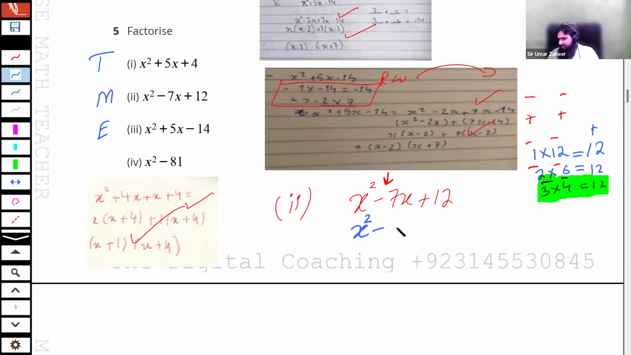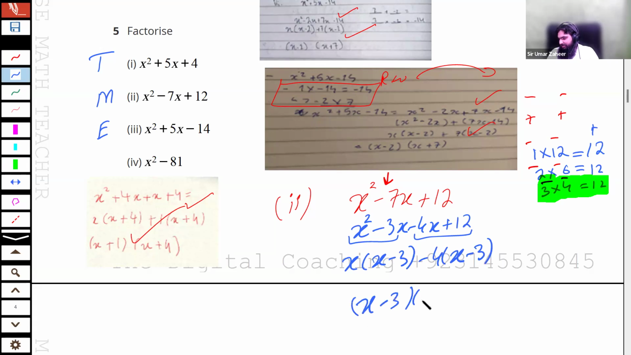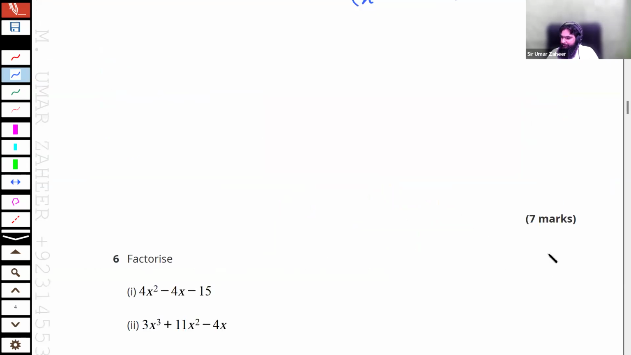So I'll get x squared minus 3x minus 4x plus 12. Take a common by grouping. From the first two, I'll get x minus 3. Minus 4 is common, it will be x minus 3. So x minus 3 into x minus 4.